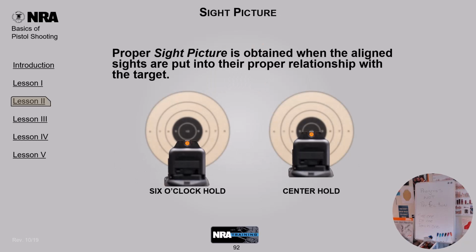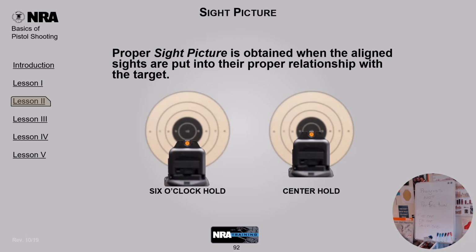Your proper sight picture is obtained when aligned sights are put in their proper relationships with the target. So the first thing that happens is you look at the target. And then you push the gun out in front of you and you see your sights. Once you see your sights, then you align them so they are proper, and then you decide where on your target they're going to be. And that is your sight picture.